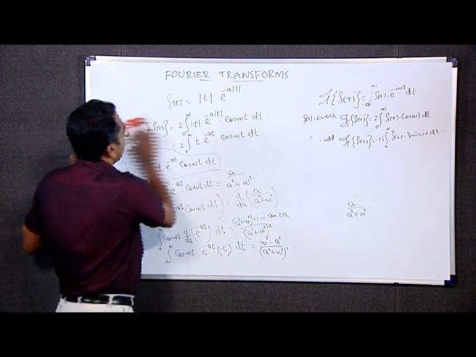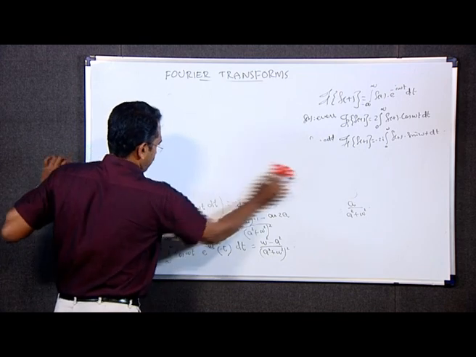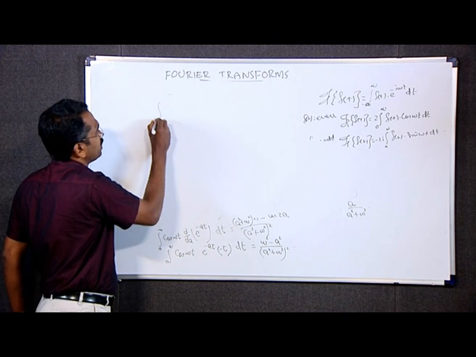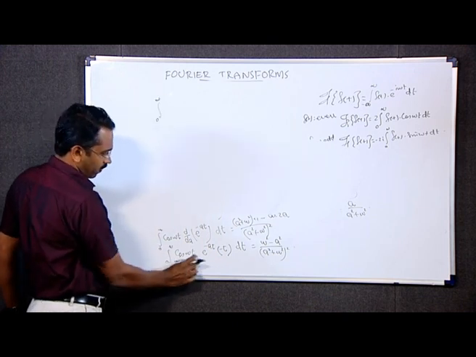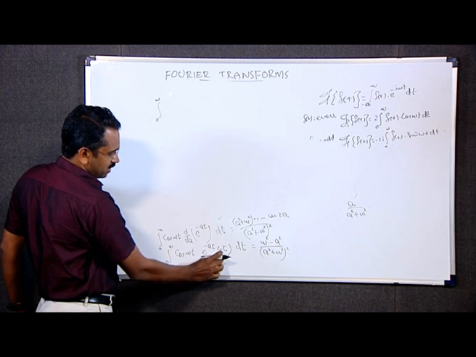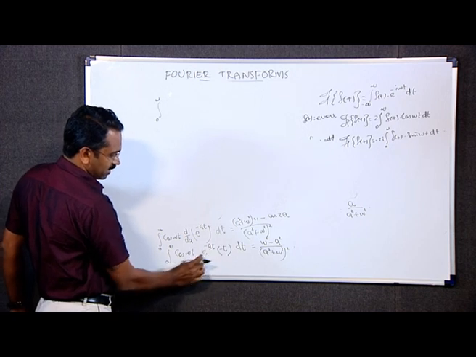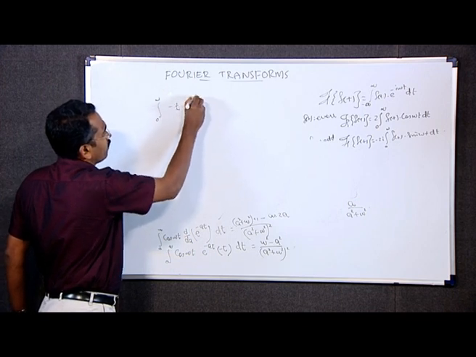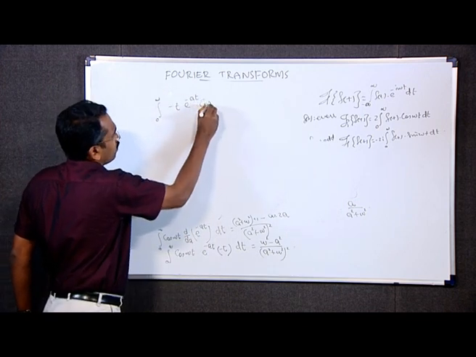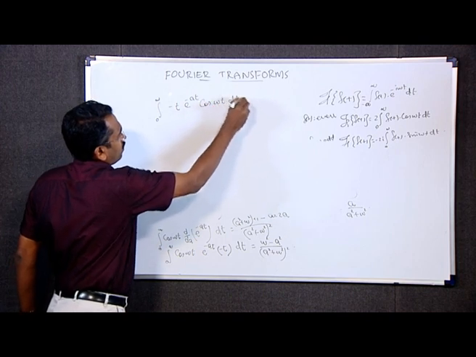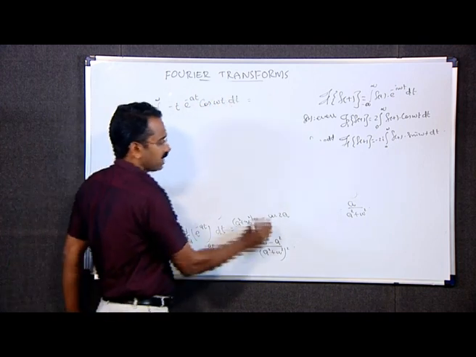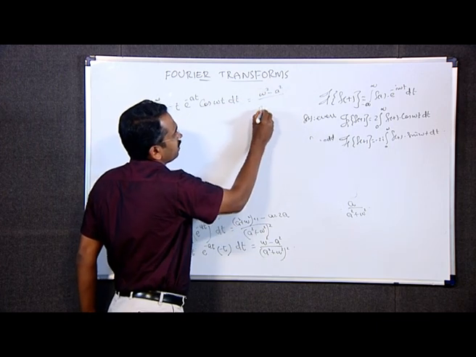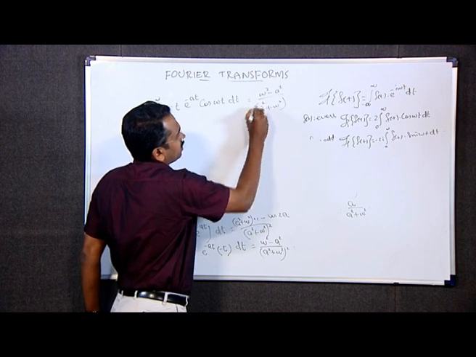That is, integral from 0 to infinity minus t into e raised to minus a t cos omega t dt is equal to omega square minus a square divided by a square plus omega square the whole square.